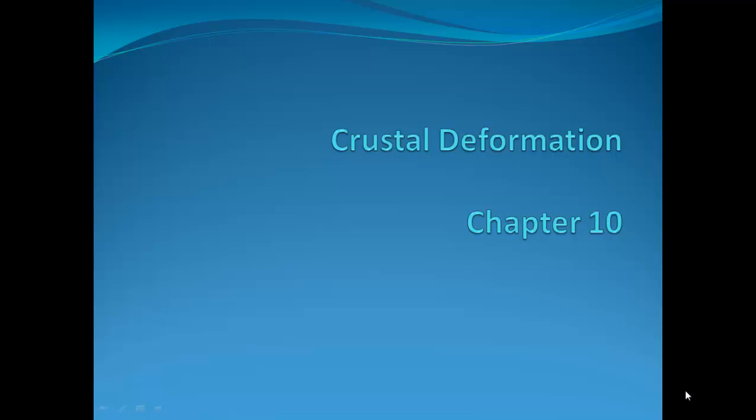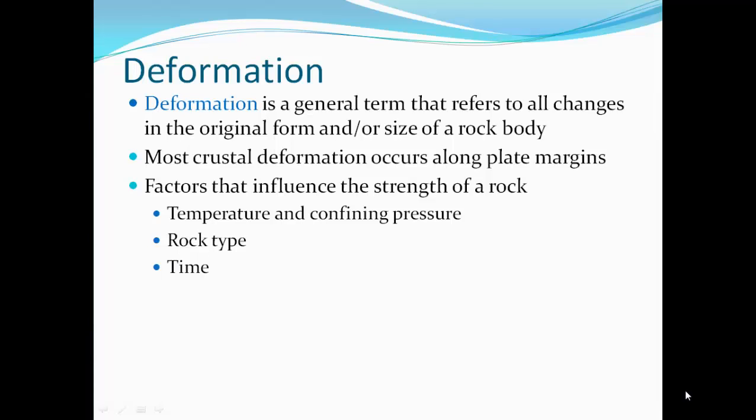Chapter 10, Crustal Deformation. Deformation is a term that refers to all changes in the original form or size of a rock body. Any sort of compressing the rock, stretching it out, or bending the rock is deformation. Most crustal deformation occurs along plate margins.